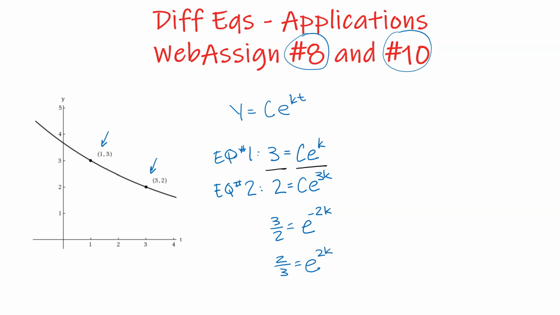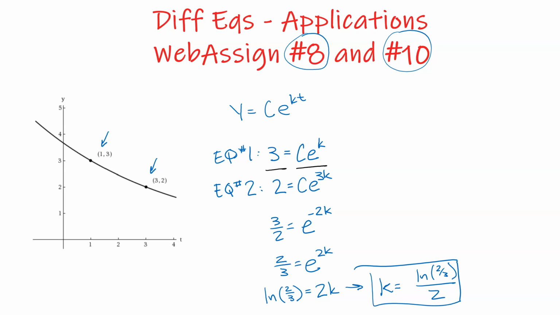And you're going to have to think about that for a little while as to how and why I was able to do that. But at this point, I think I could take the natural log of both sides. And through a little bit of magic, I get this, which tells me that k is actually equal to the natural log of 2/3 divided by 2. That's not the end, though.